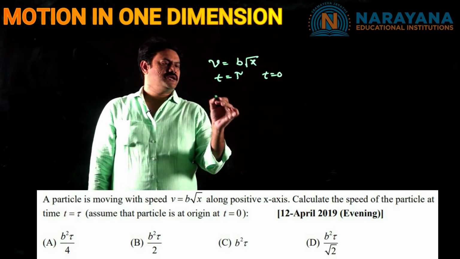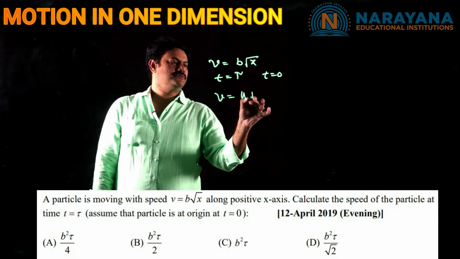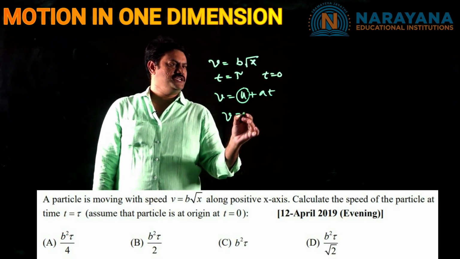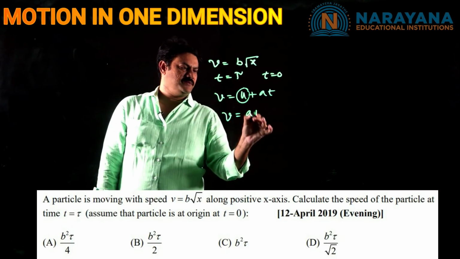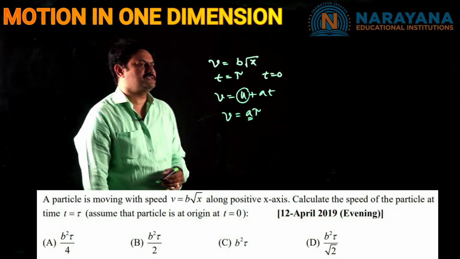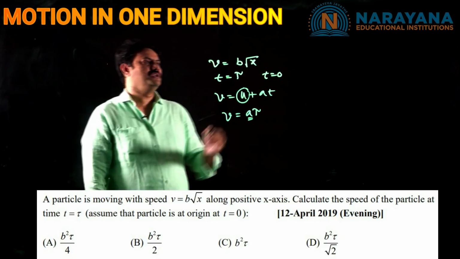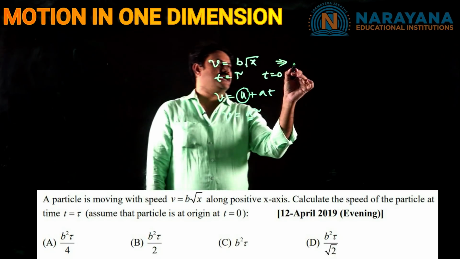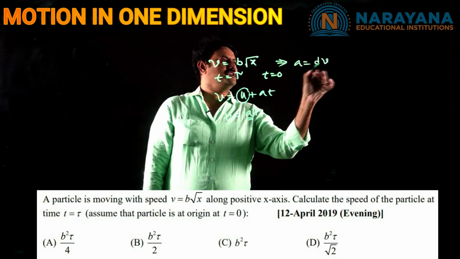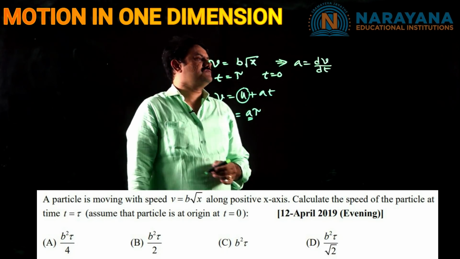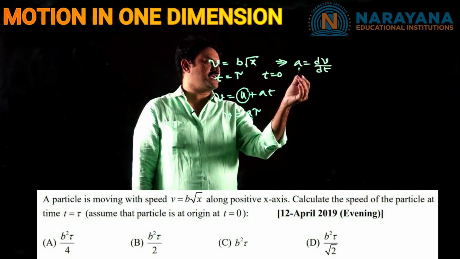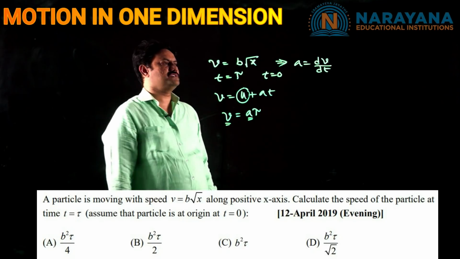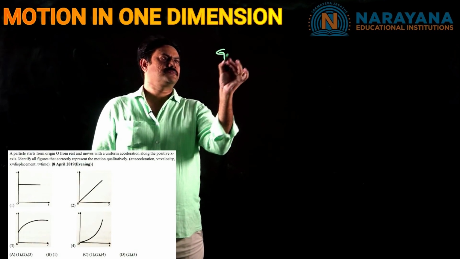Okay, now you want to calculate velocity, meaning the formula v is equal to u plus at. Here u is equal to 0. So therefore v is equal to a into time t. Okay, now you have to calculate the acceleration by using this formula. So here v is equal to b root x. So acceleration means a is equal to dv by dt. So this is one relation. By using this equation, first calculate the acceleration and substitute in this equation, we will get the value of the velocity.